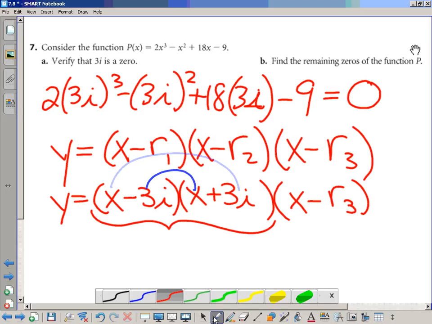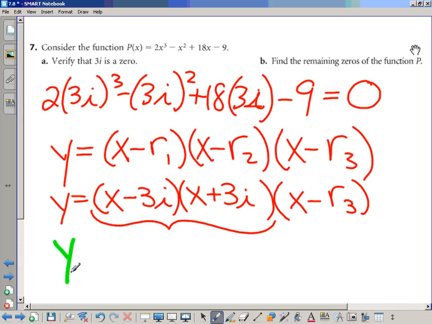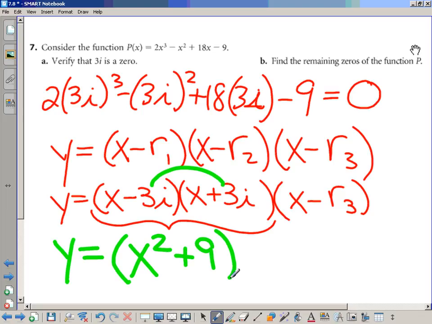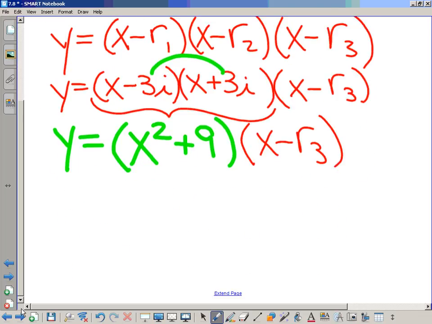So let's go ahead in green. Green means we're good to go on this part. If you do first times first, you get x squared. If you do last times last right here, you get negative 9i squared. What's that turn into? Plus 9, right? Plus 9. So we know that x squared plus 9 is one of the factors of this polynomial. Now that we know that, we're going to use long division to find the other factor.